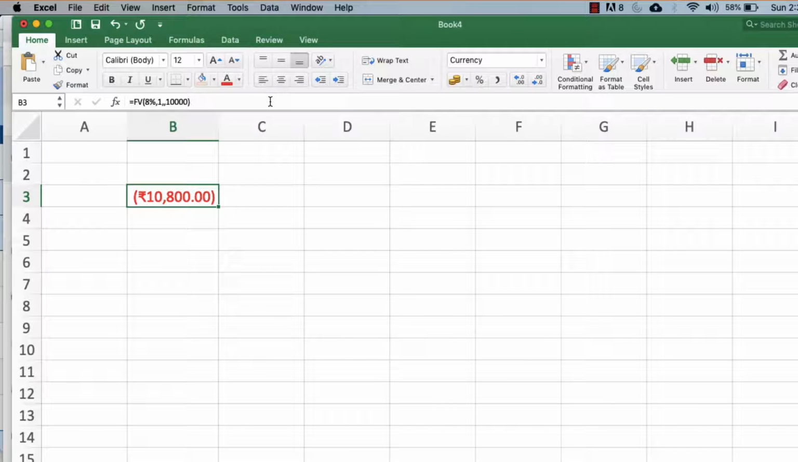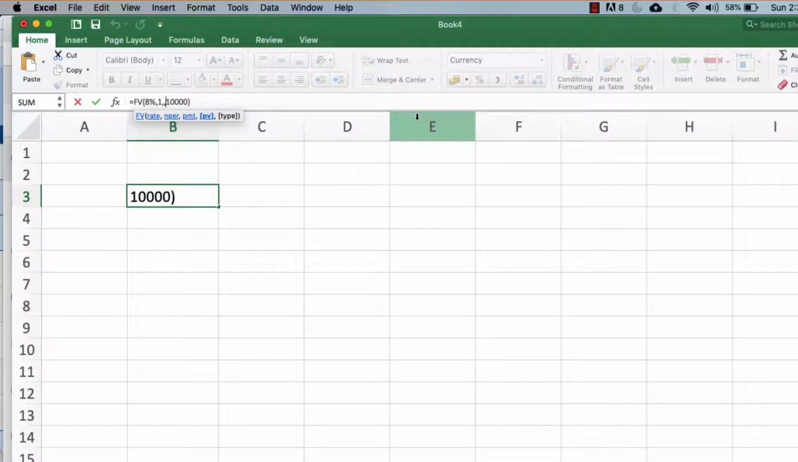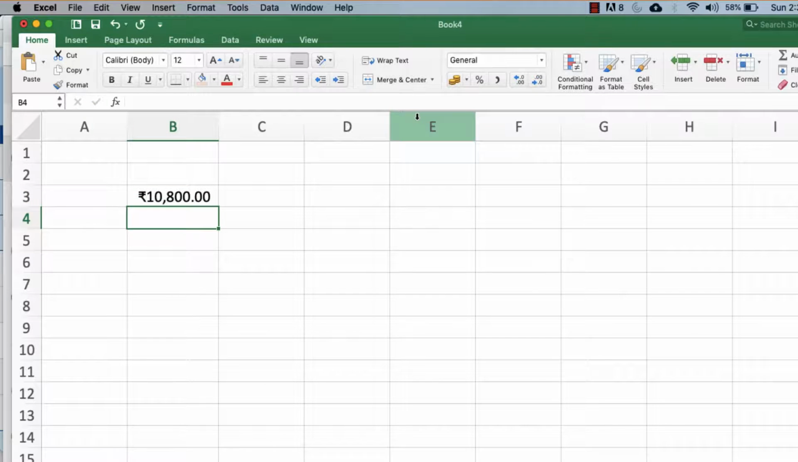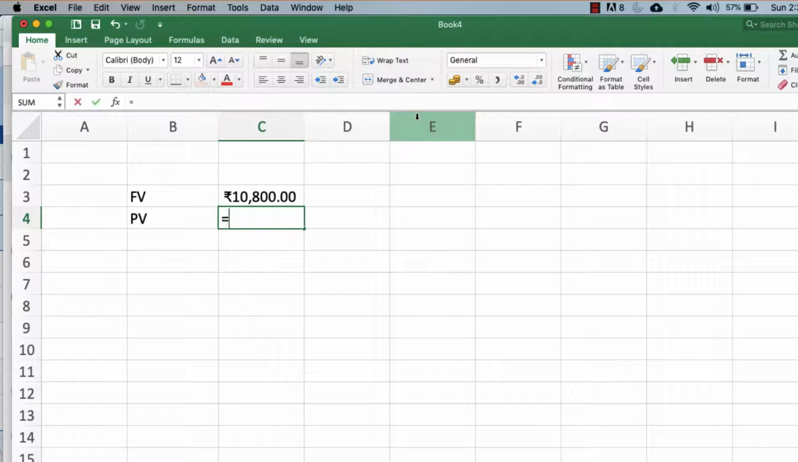So the future value is 10,800. So 800 rupees is the interest and 10,000 rupees is the principal. And you can see that if you put minus here, this will turn into positive. So this is the formula or the way you calculate future value in Excel. What about the present value?